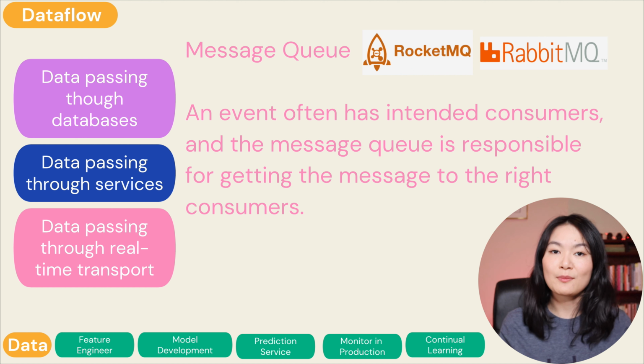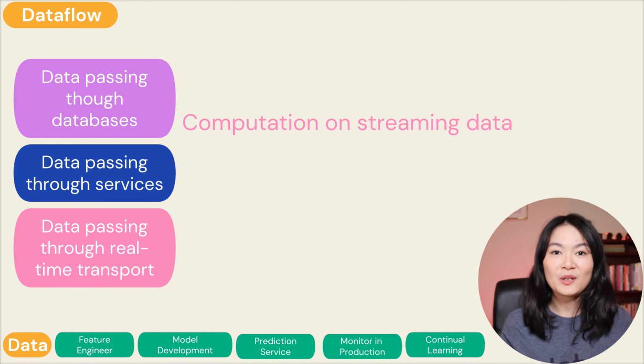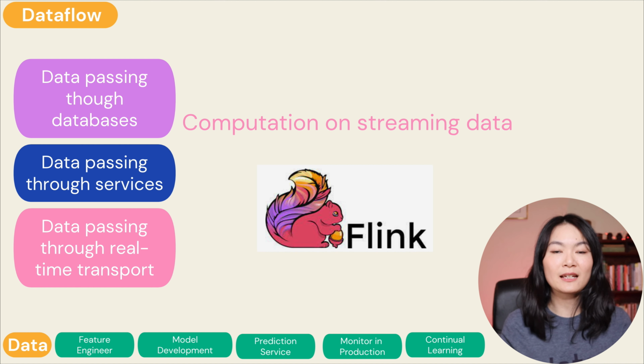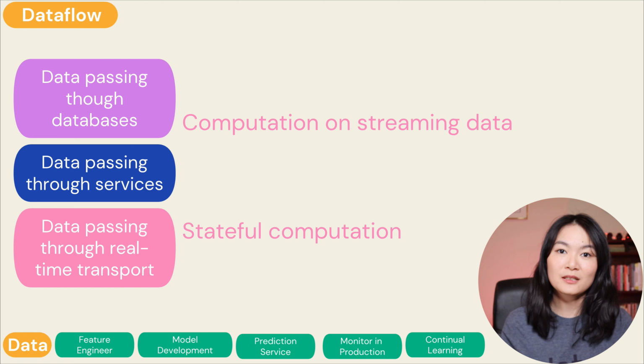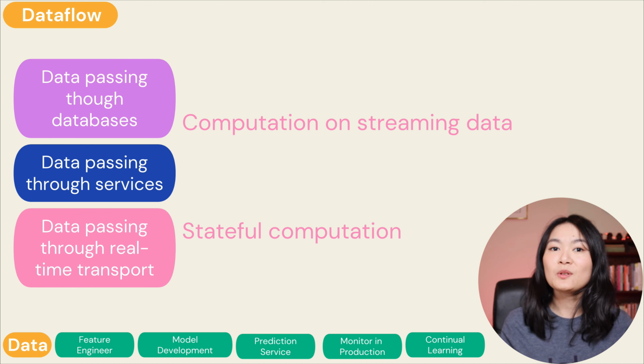Having data in real-time transports allows you to do computation on streaming data. You can do computation in parallel using streaming technologies like Apache Flink, which is highly scalable and fully distributed. The strength of stream processing is in its stateful computation. It is possible to only do the computation with the new data and then join it with the older data computation.